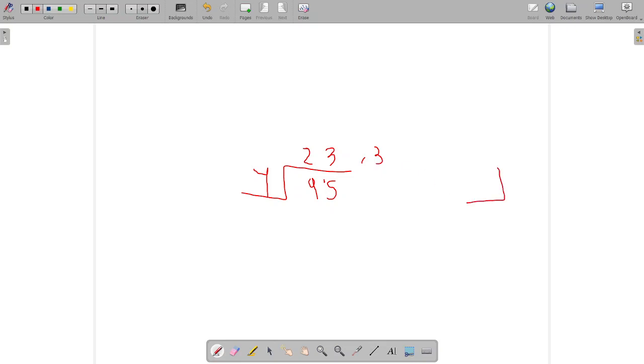So 52 divided by 3. So how many 3's go into 5? 1, 3 and the remainder of 2. So you put the 2 there.